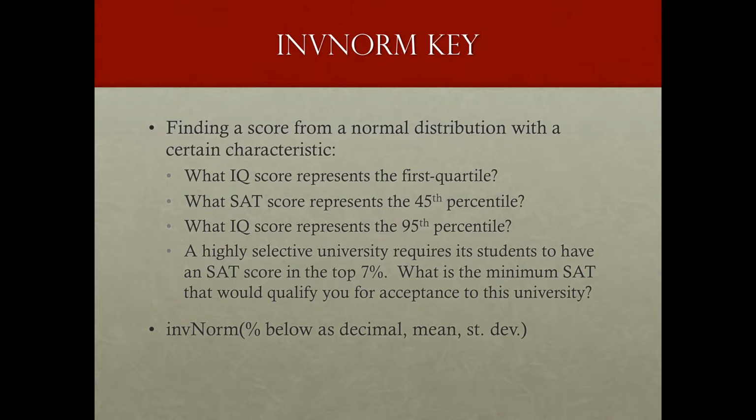Inverse norm key. This is slightly different. It's a different key and it has a different operation, a different purpose. What I want you to think about here is the difference in the way the question is posed. Notice this is asking what score, what SAT score, what IQ score. What's the minimum SAT? It's not asking what's the probability, what's the proportion, what's the percentile. It's not asking you something that starts with a P.